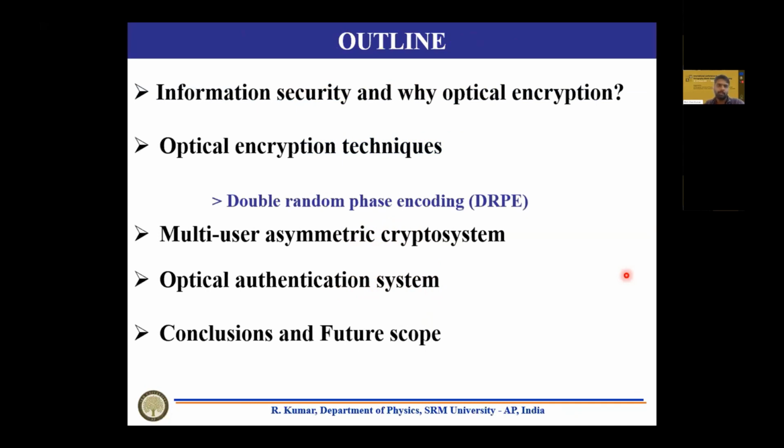First, I will briefly discuss information security and the need for optical techniques in it, and then a few optical techniques. I will start with double random phase encoding, which was the first optical technique, demonstrated by Professor Javidi at the University of Connecticut. And then two of my systems, which I have developed in the past few years. And then I will conclude and discuss a few future scopes.